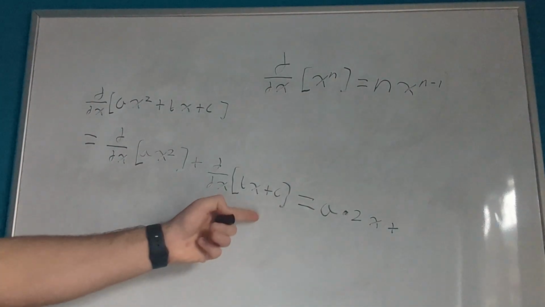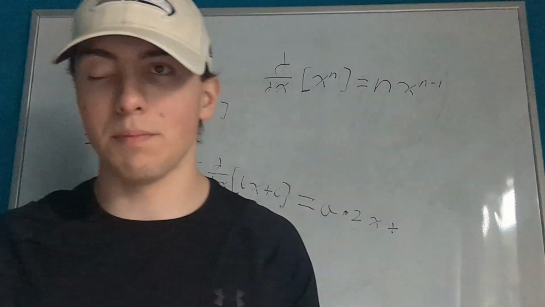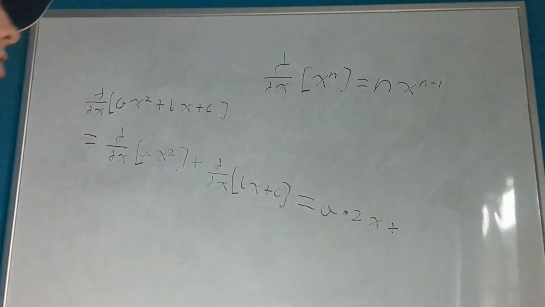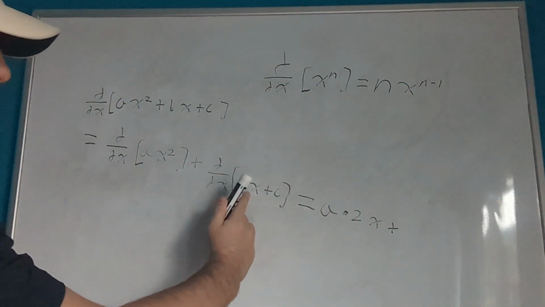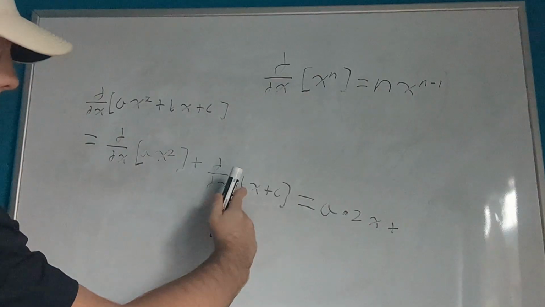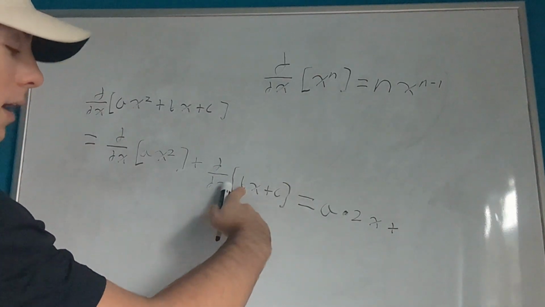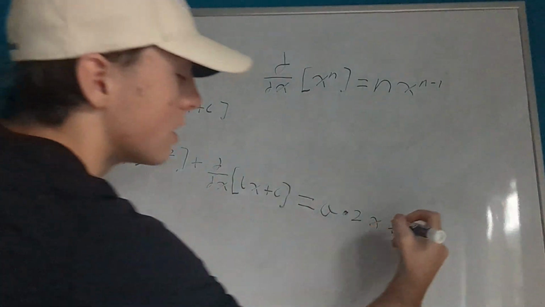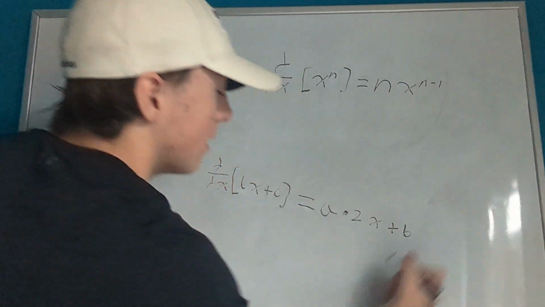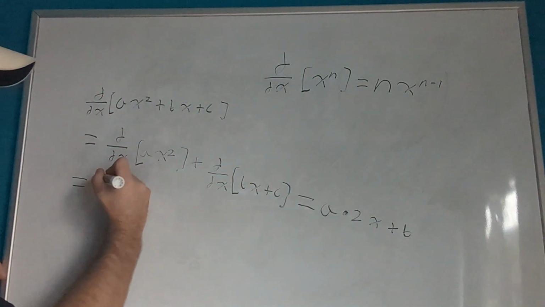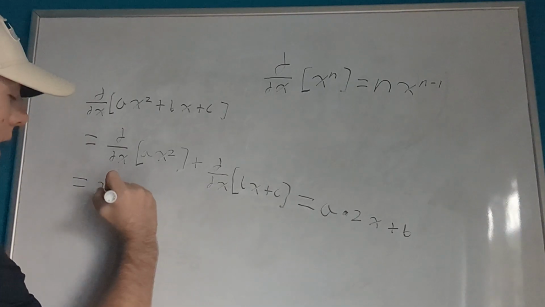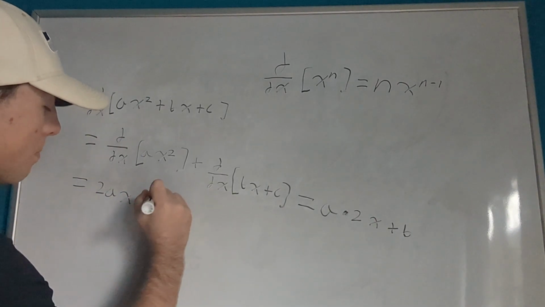Well, this is a linear function, just like we did before. And what do we know about linear functions? The slope, or the derivative, is just this number right here, the coefficient of the x. So it's going to be plus b. We can rearrange this a little to make this 2ax plus b.